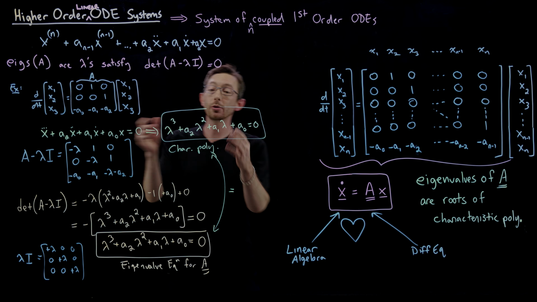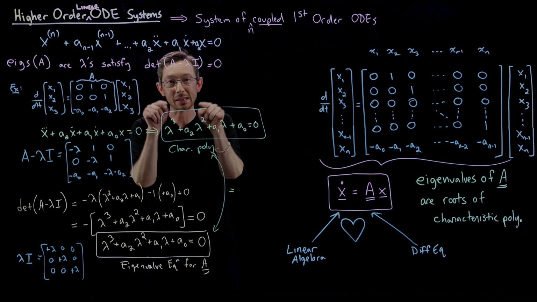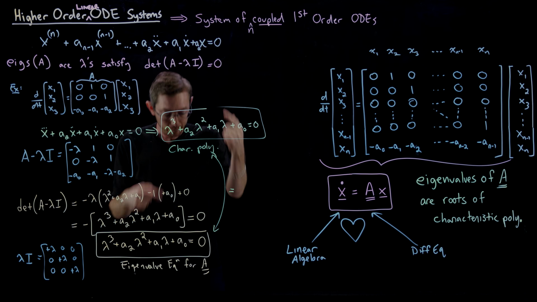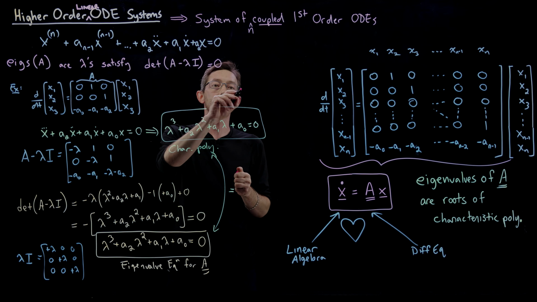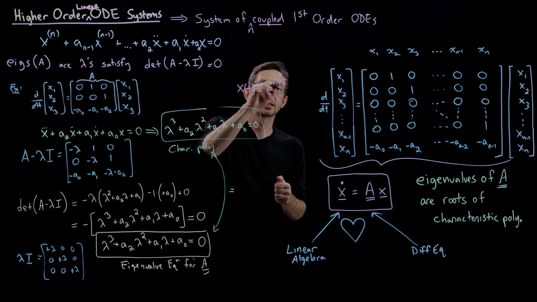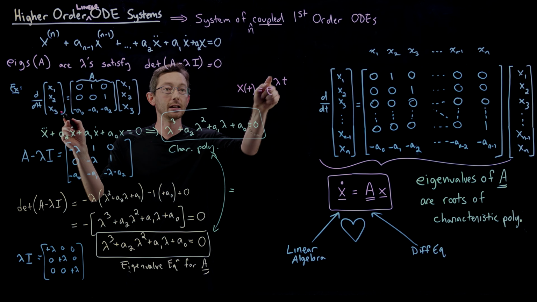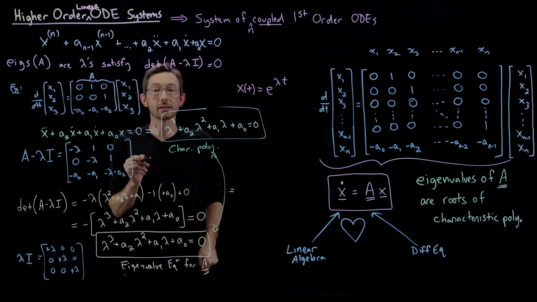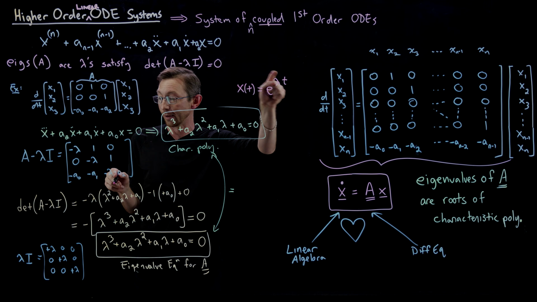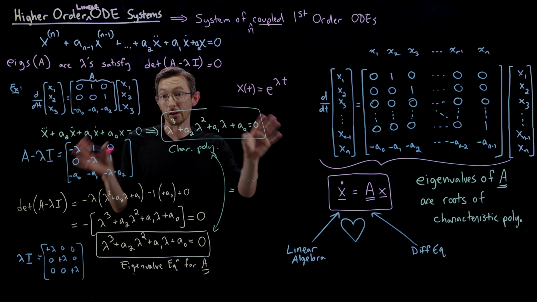And of course, we know that this characteristic polynomial is useful because it tells me specifically the lambdas that give me admissible solutions x of t equals e to the lambda t. So that's going to be a solution of this differential equation if lambda satisfies this characteristic polynomial, or if lambda is an eigenvalue of my A matrix. Very, very useful, very, very simple.